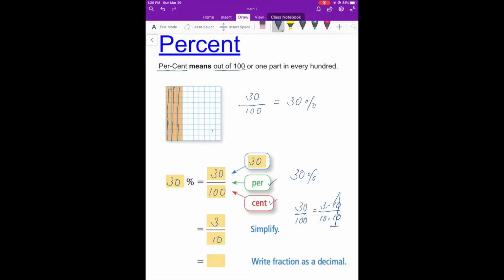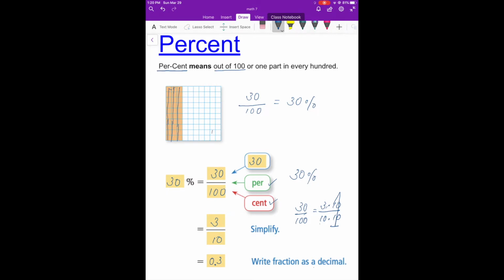And write the fraction as a decimal. What is the decimal form of 3/10? So 3 is in the tenths place. That means it is 0.3, which is the same as 3/10.